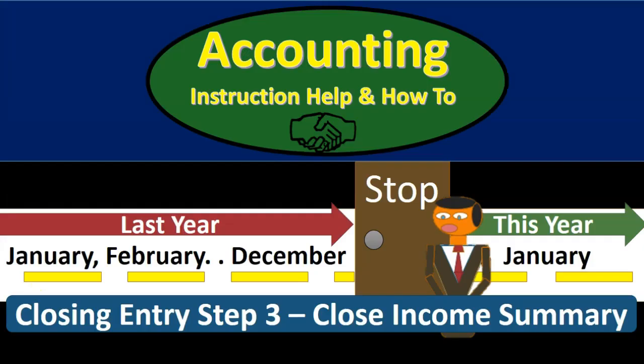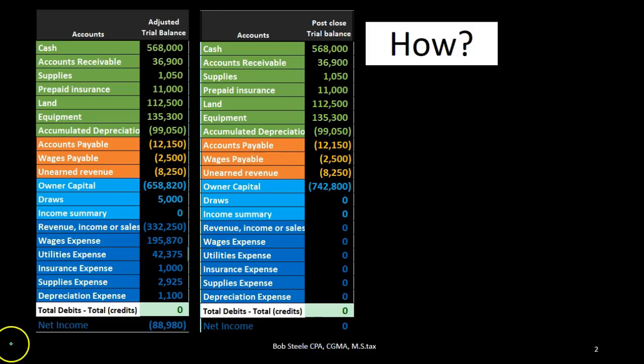Hello, in this lecture we're going to talk about the closing process, step 3 of the 4-step closing process, which will include the close of the income summary to the capital account. Remember that our objective is to close out all the temporary accounts, which are all the accounts below capital, including draws and the income statement accounts of revenue and expenses. So we want the adjusted trial balance to be converted to the post-closing trial balance, which means that everything from capital on down will be 0.